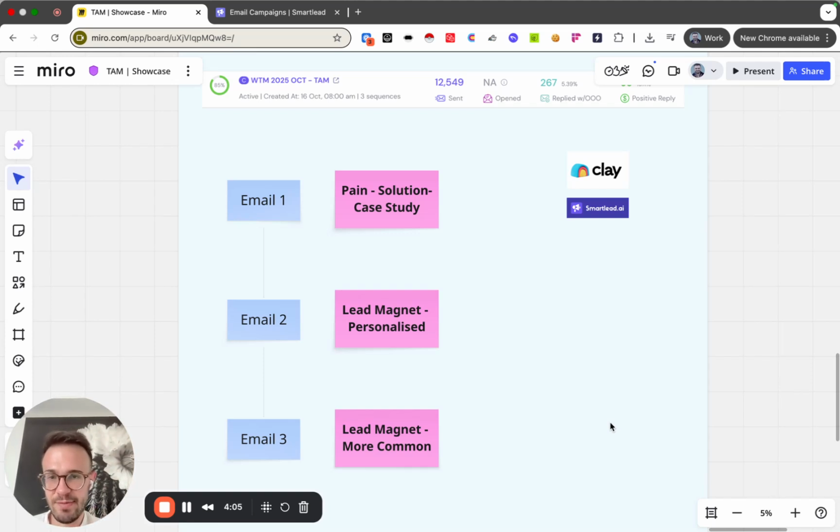Then we have email 2 and email 3. Email 2 and email 3 are in this campaign again, and this is a structure that we sometimes replicate on clients as well, and it gets results for them as well. So email 2 is a lead magnet that is really, really personalized.